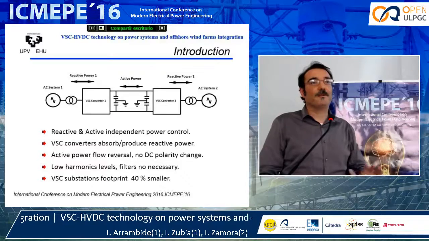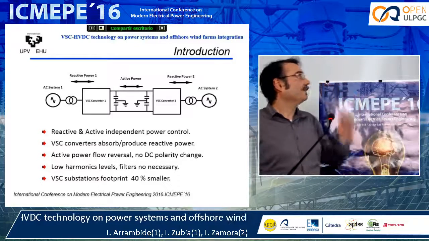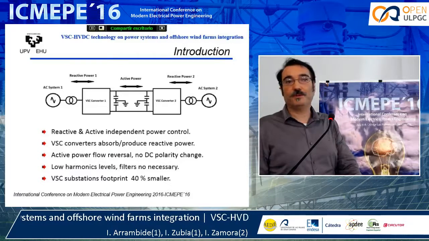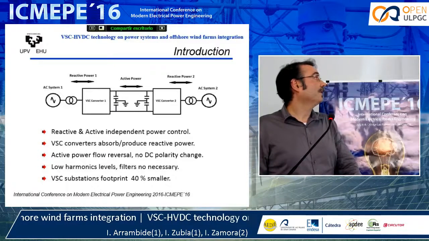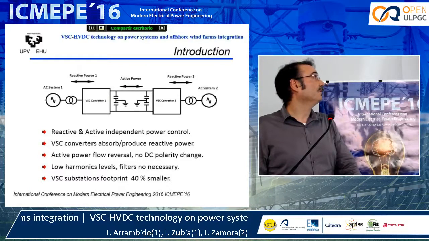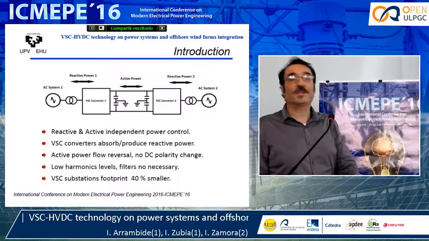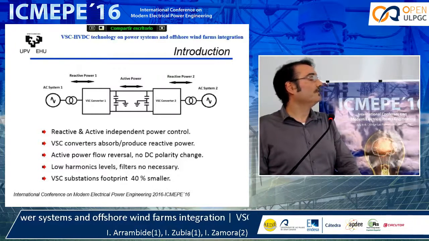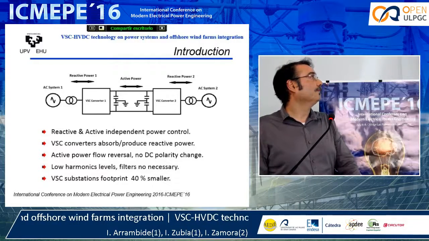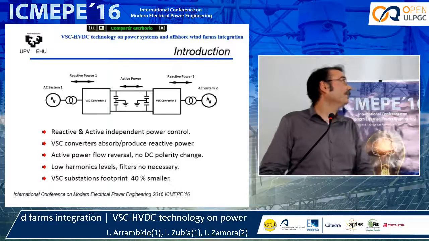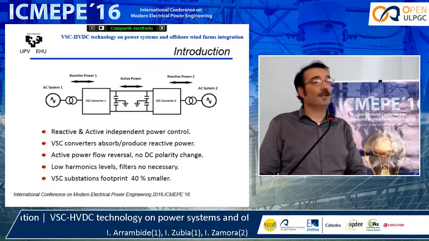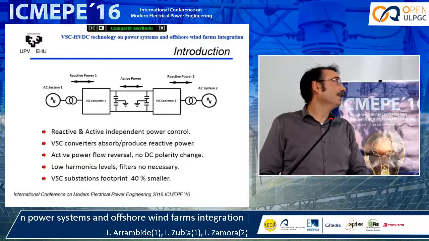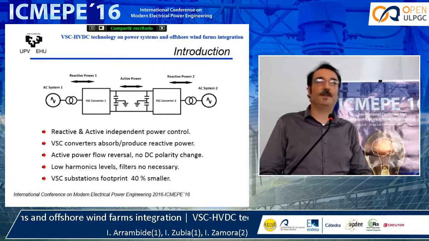Thirdly, this technology has five main ideas. The first one is that reactive and active powers can be independently controlled. This means that each converter can absorb or produce reactive power. The third one is, in my opinion, the most important one, because we want to make a power flow reversal. It's not necessary to change the DC polarity voltage. And this is very important for multi-terminal DC grids. This kind of converter has really low harmonic levels, so sometimes filters are not necessary. This means that the VSC substation footprint could be about 40 or 50% smaller than with previous techniques.